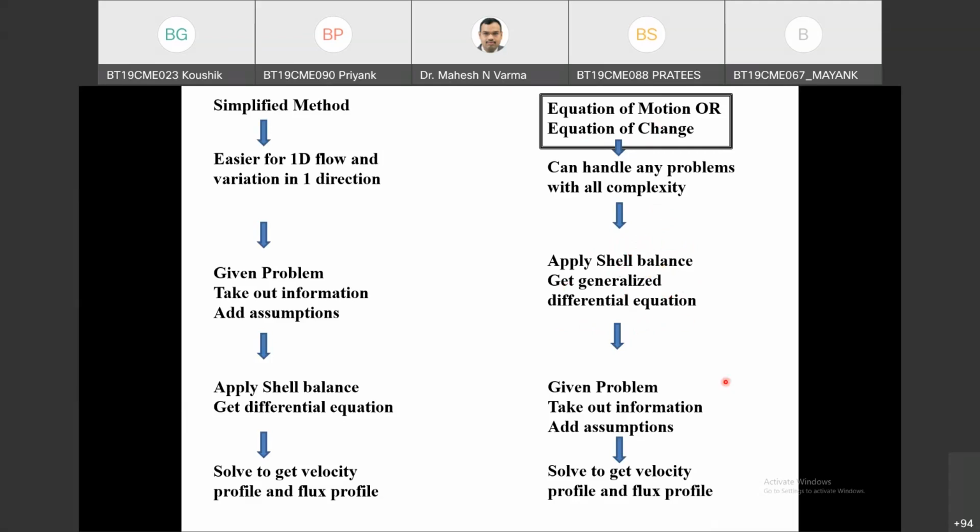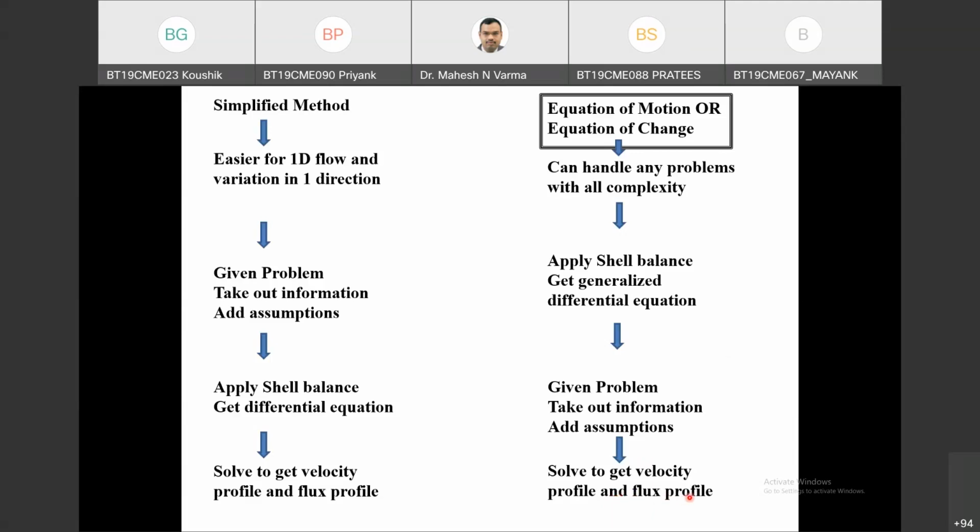Once we have this, we can add all the information and solve to get the velocity profile and flux profile. We know that if I have 1D variation and one-directional flow, it needs at least two boundary conditions. As we go for complex conditions, it will be multi-dimensional, with multi-velocity profiles. So it will be complicated and will not be so easy to solve. That is what we will see.